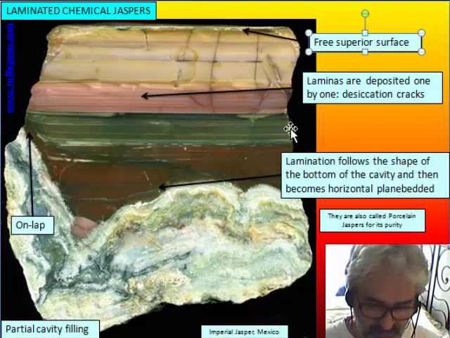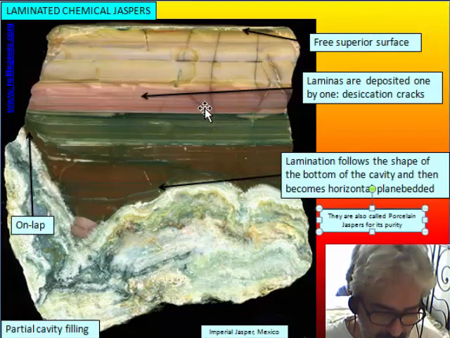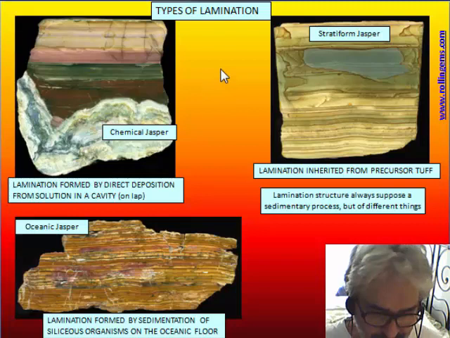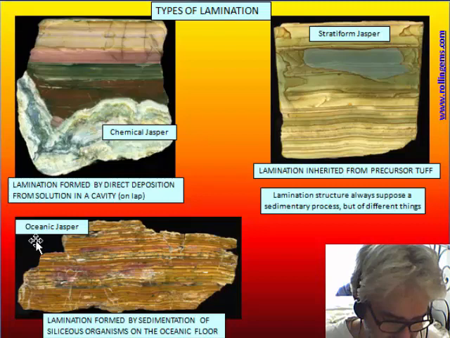This kind of jasper is the purest group of jasper, and they also are called porcelain jasper, because they have no materials other than jasper. Okay, we have seen lamination. But we find lamination in many cases. There is lamination in oceanic jasper and in some kinds of stratiform jasper.